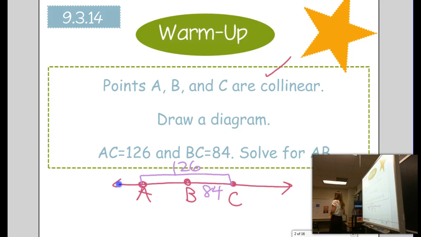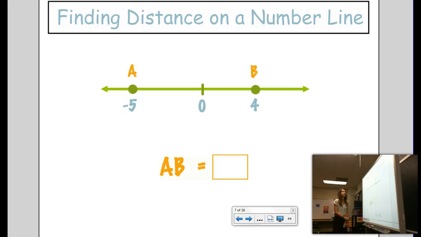Raise your hand if you can tell me how we would find AB. What do you think, Jessica? Subtract! Very good. So I don't even care if you subtract these. I just wanted you to know what you're supposed to do with the numbers. 126 minus 84, that would get you the distance from A to B. Beautiful.